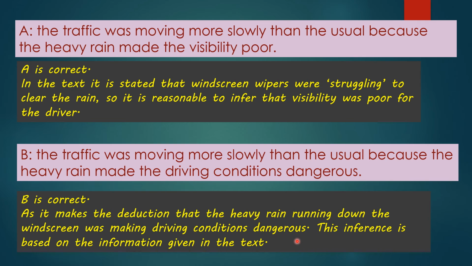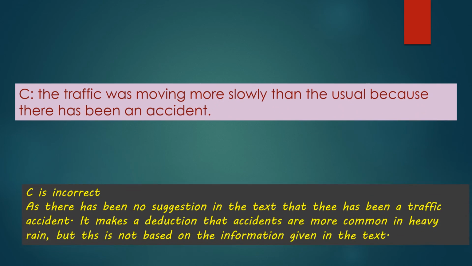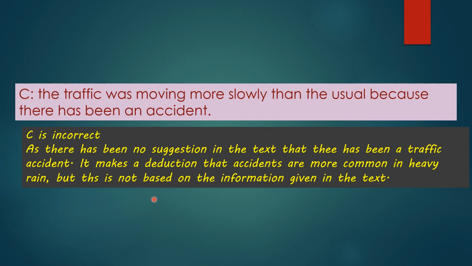On the other hand, response B will also be taken as correct because this answer shows that the driving conditions were poor and hence it was not possible to drive. But this response C will not be regarded as a correct answer because it makes a deduction that accidents are more common in heavy rain, but this is not based on the information given in the text. So it means that we have to read carefully, we have to look at each word carefully, and we have to make our responses accordingly.